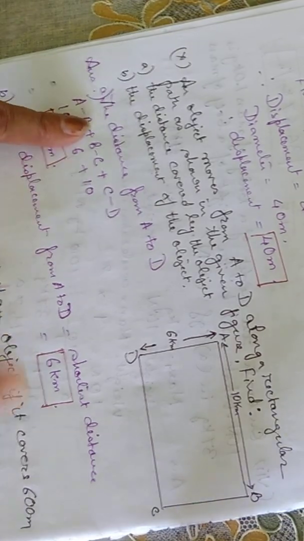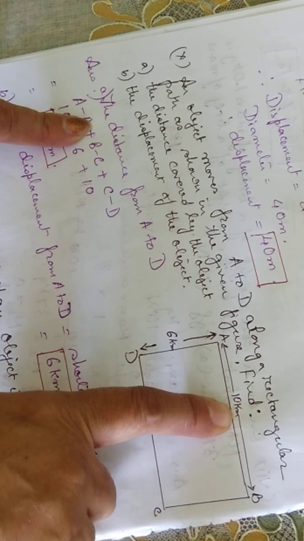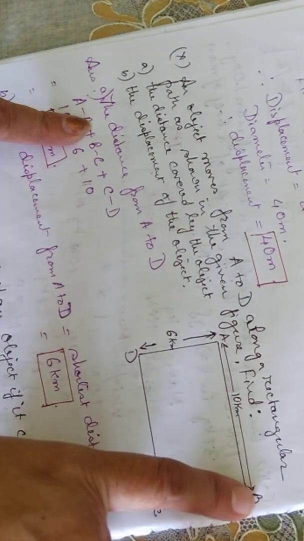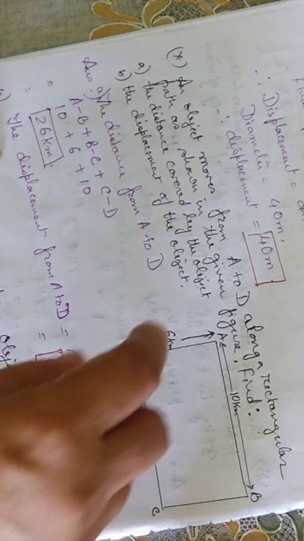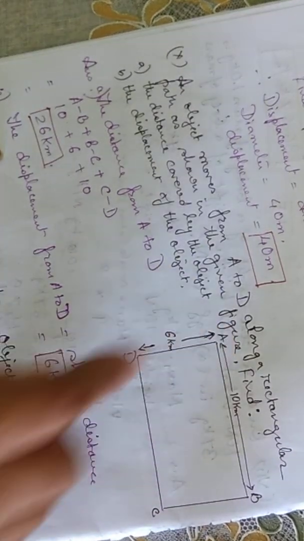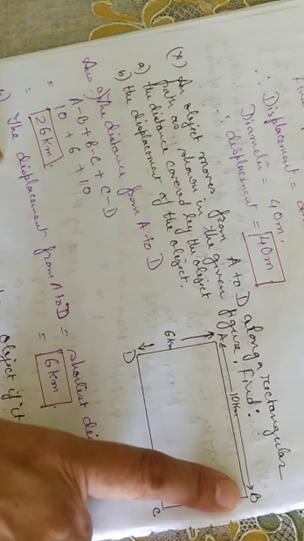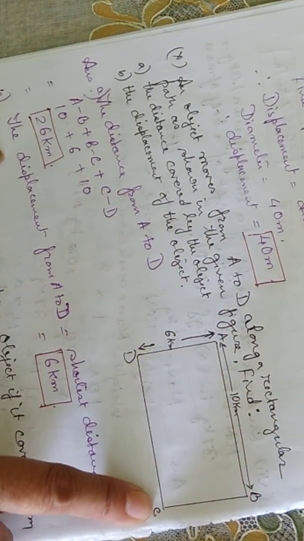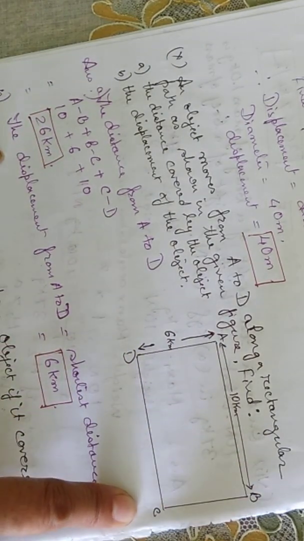Okay. Now the distance covered by the object is A to B, that is 10 kilometers. Then from B to C, that is 6 kilometers. As it is a rectangular figure, if A to D is 6 kilometers, then B to C is also 6 kilometers. Opposite sides we know are equal in a rectangle. So A to B is same as D to C or C to D, and A to D is also same as B to C.